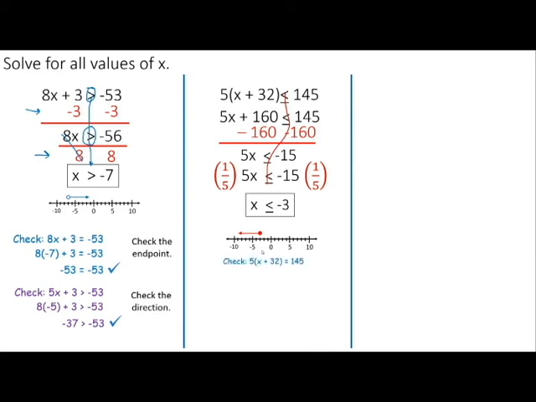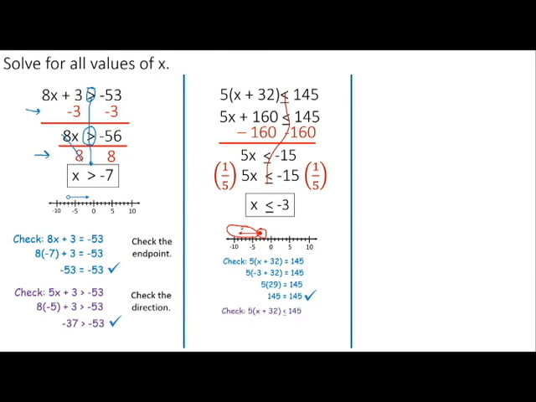So I'm going to check my end point first. We said that negative 3 is our boundary where they should be equal. So I'm going to plug that in. Negative 3 plus 32 is 29. 5 times 29 is 145, which does work. I'm then going to check my direction, which means I can pick any point along this line to make sure that my arrow is going the right way.